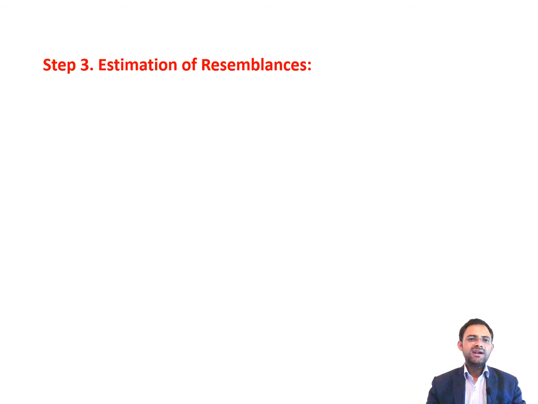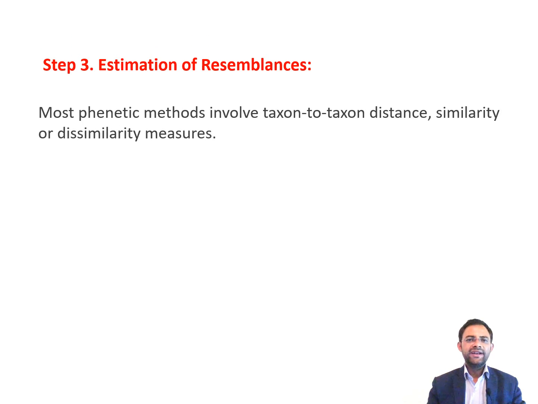Now, the third step involved in the numerical taxonomy is estimation of resemblances. Most phonetic methods involve taxon to taxon distance, similarity or dissimilarity measures. Distance and dissimilarity are sometimes treated as the same things, though a distinction can be made between them.